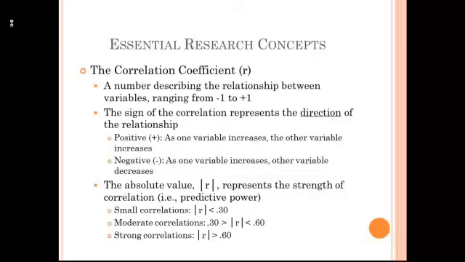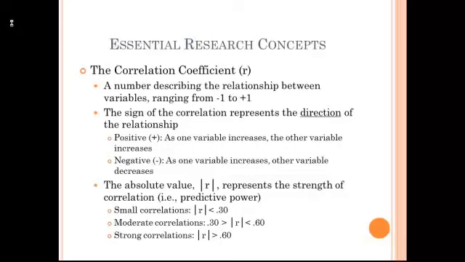When we have a positive correlation, this means that as one variable increases, the other variable increases. A negative sign in a correlation signifies that as one variable increases, the other variable decreases. We can also look at the absolute value of the correlation, how close it is to a value of 1. This represents the strength of the correlation or the predictive power of the correlation.